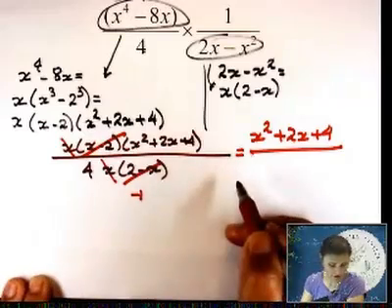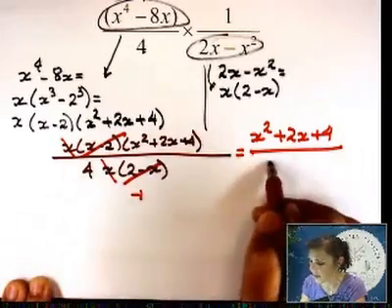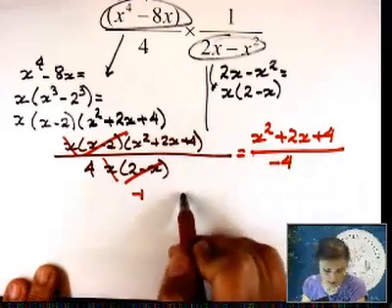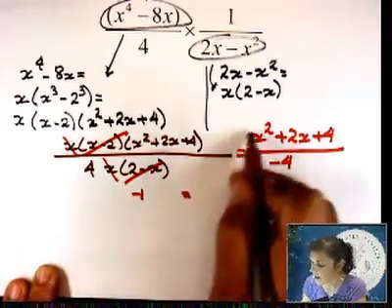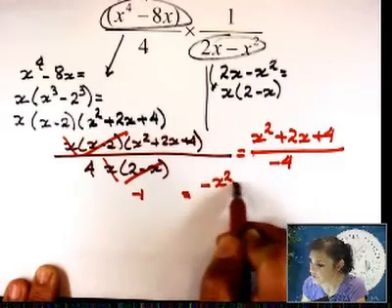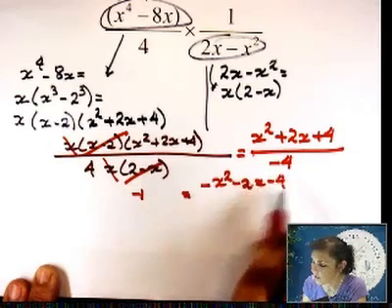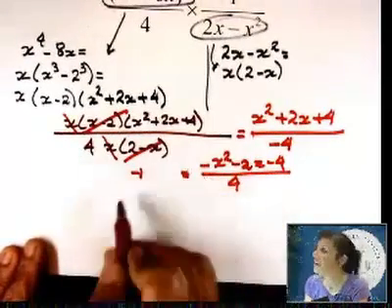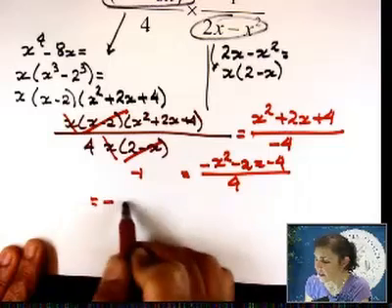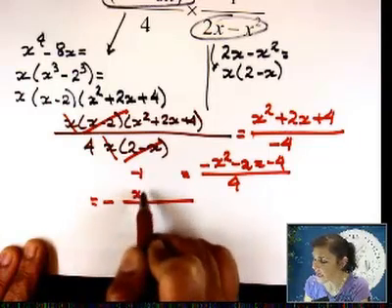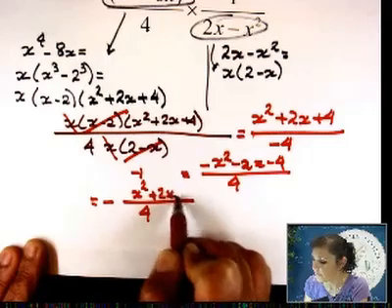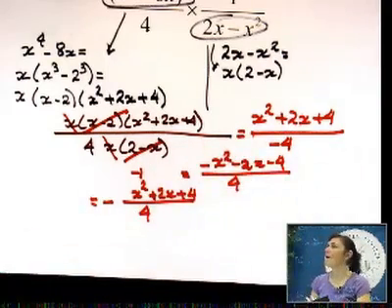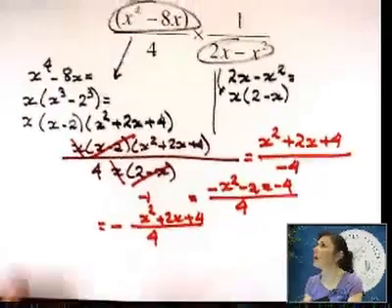And what do I have at the bottom? I have a negative 4. I can also write that like this. Watch, that negative can work into there: negative x squared, negative 2x, negative 4 over 4, for example. That's another way. I can also put this negative in front of it, like that. Either one of these is going to be fine. So that negative can go in front, on top, or at the bottom. It doesn't matter. All right? And here's the problem in its entirety.